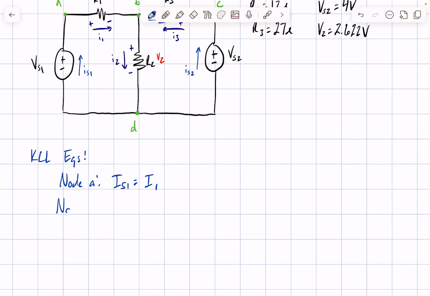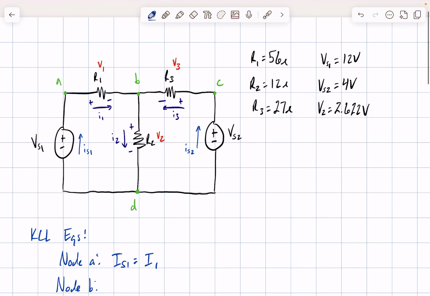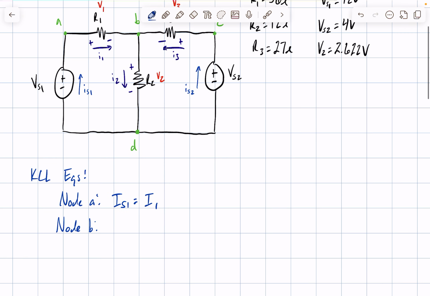Now for node B, this one's a little bit more complicated because there's more than one current going into the node. As we can see here, we have I1 going into node B, and we have I3 going into node B also, and we have one current leaving node B, which is I2. Same thing, current in equals current out. So all we have to do now is say I1 plus I3 is equal to I2.